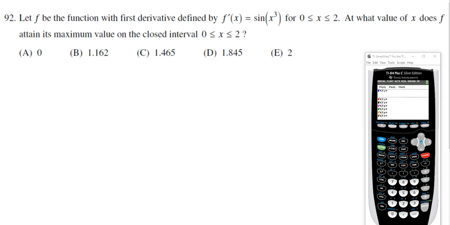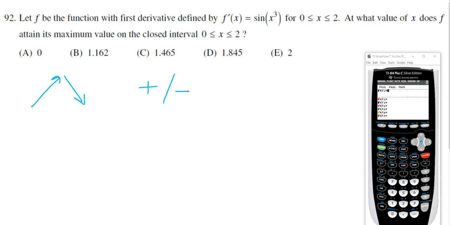Question 92, the last question. Let f be the function with first derivative defined by f prime of x. At what value of x does f attain its max value on the closed interval 0 to 2. So what value of x, okay? So f will have a max when f changes from increase to decrease, right? Which means that f prime needs to change from positive to negative.